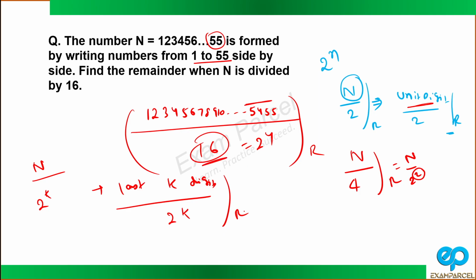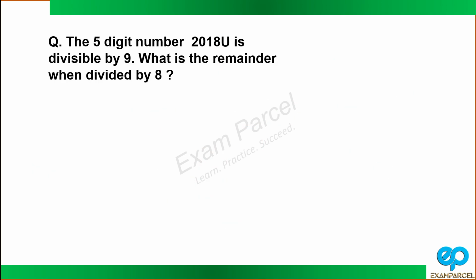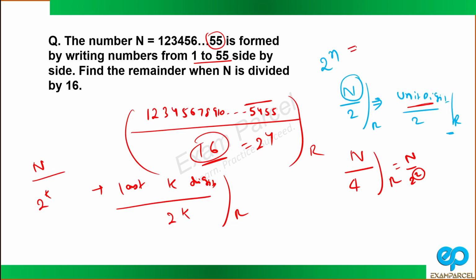It means that our question reduces to 5455 divided by 16. Whatever the remainder is, this is the correct answer. So you can divide: 16 into 3 is 48, 16 into 4 is 64, and the remainder would be 15, I think, right? So 15 is the correct remainder.